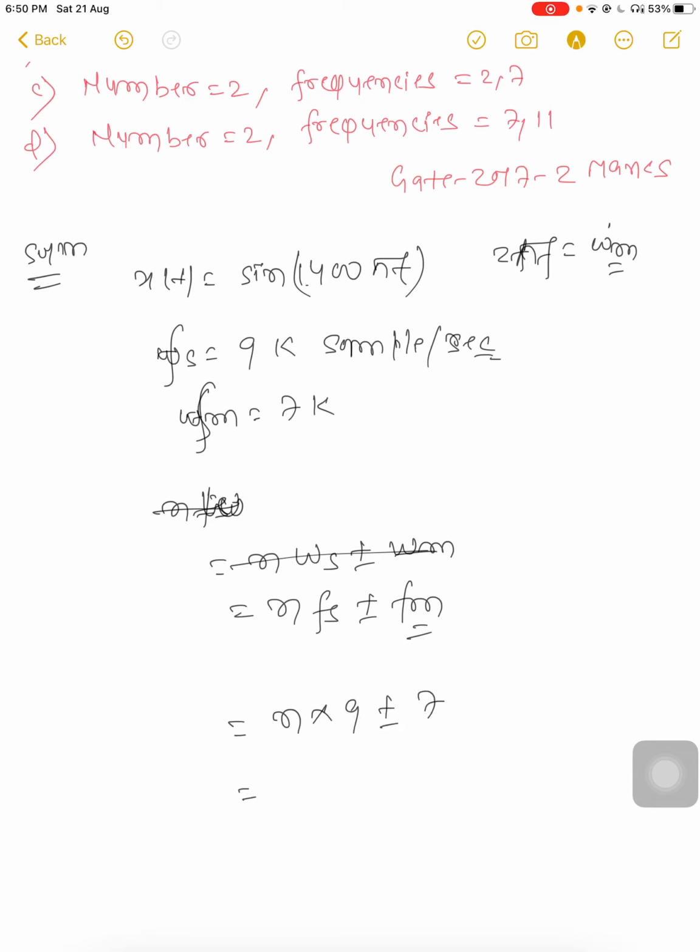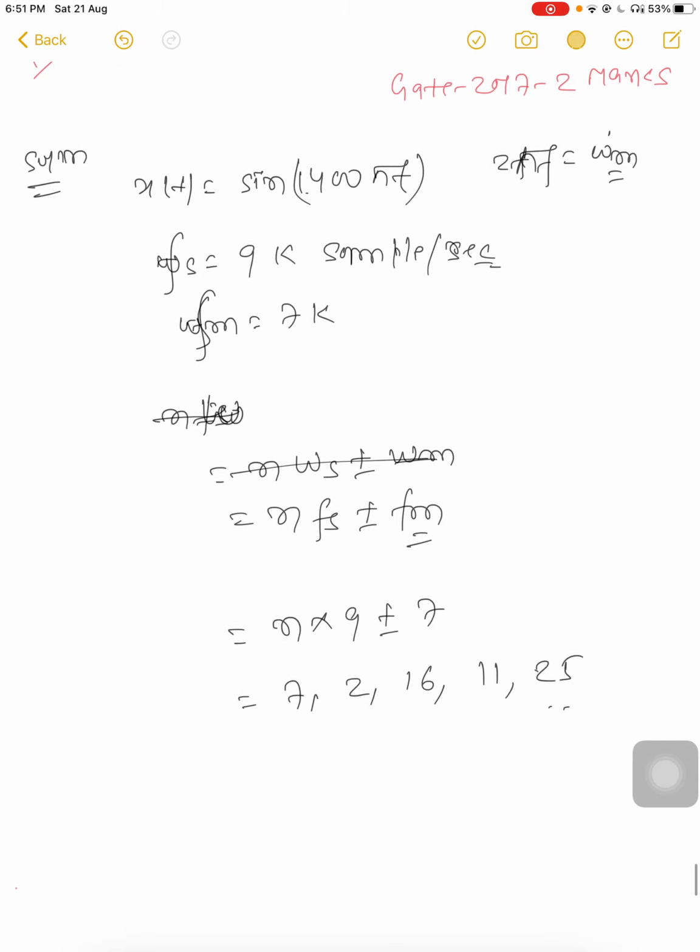And n fs is how much? 9 plus or minus 7. So at n equal to 0 you get 7, and for n equal to 1 you get 2 and 16. For n equal to 2 you get 18 and 11, and for negative 11 and 25, and so on. You get frequencies in this way.